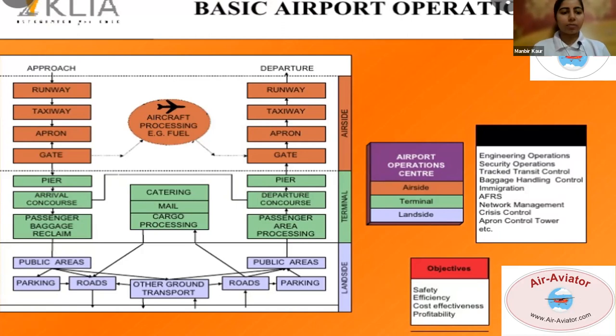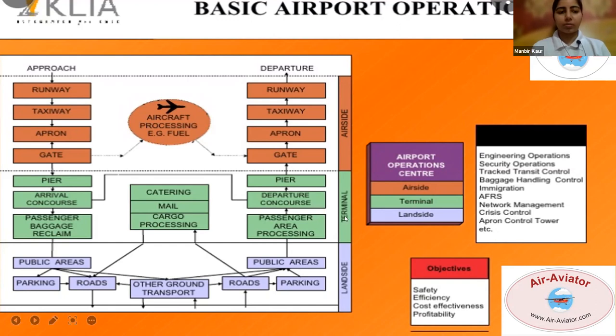Particularly talking about the land side, this is the public area only. If I give you a simple example, whenever you are traveling, some of your friends or relatives may come along with you to pick you up or to drop you at the place. All of these things function at the land side area only. These areas usually have the public areas, the parking and the roads. Other than the parking, it has open space for other ground transport. So these are the major functions operated at the land side of an airport.